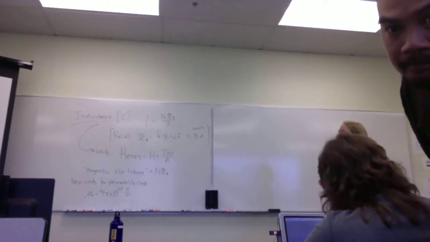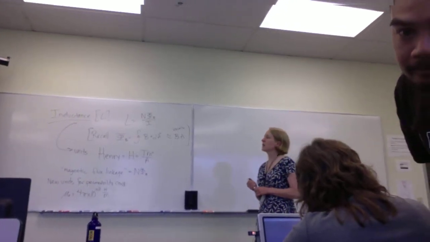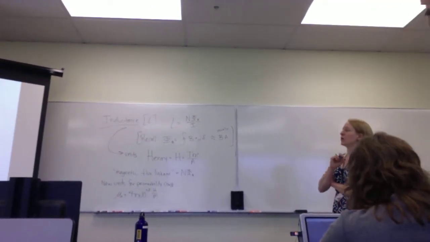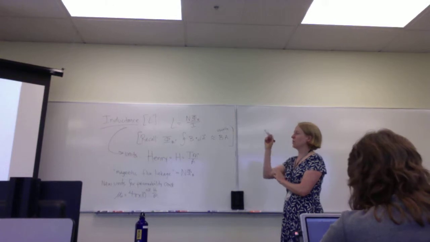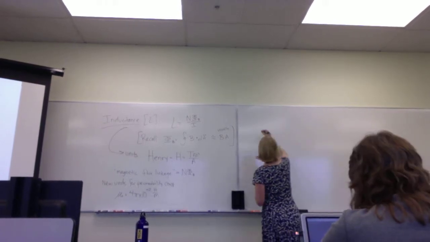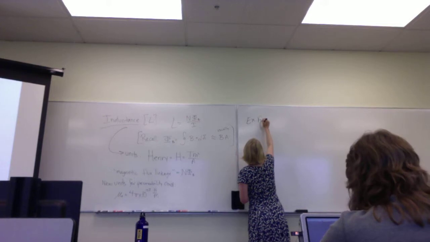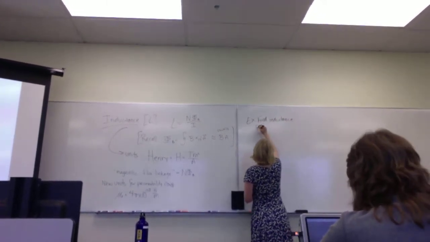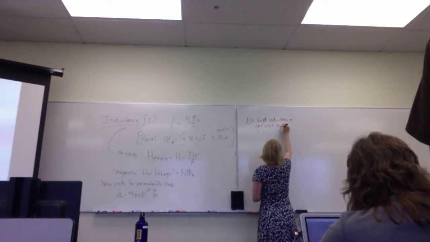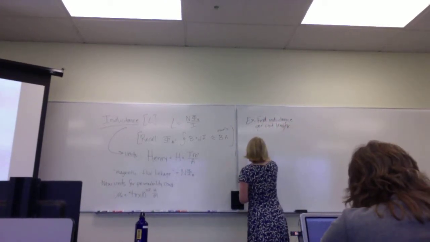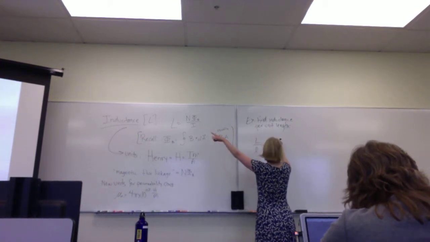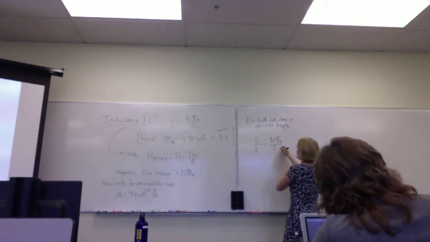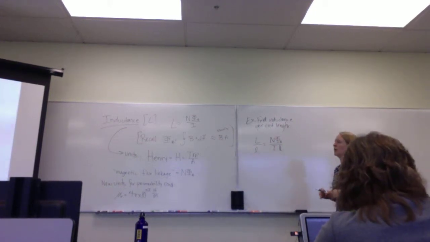Relevant to the example we'll do. If we wanted to find the inductance per unit length for a solenoid of cross-sectional area A, what would we do? Inductance per unit length would be L over the length of the solenoid. So L over the length, our L equation is N times the flux over current, and then the length in the denominator adds to this denominator as well.